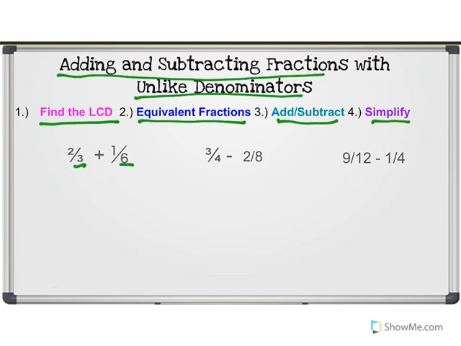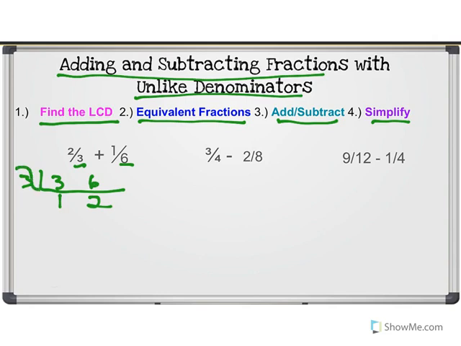2/3 plus 1/6. So we need to find the LCD of 3 and 6, our denominators. I'm going to use the ladder method. You may have learned the list method where you list all the multiples. We can also use the ladder method where we find a common divisor for 3 and 6. 3 and 6 can both be divided by 3. And 3 divided by 3 is 1. 6 divided by 3 is 2.